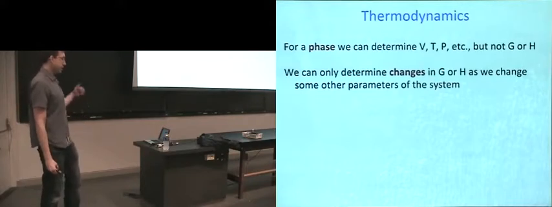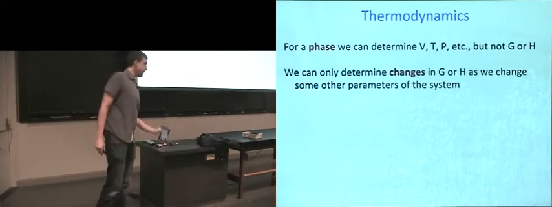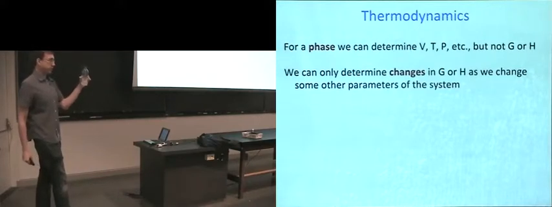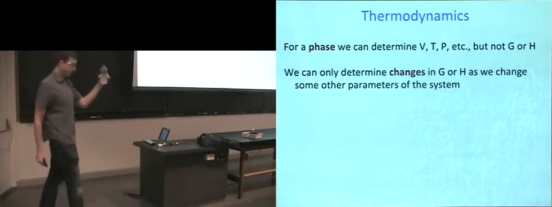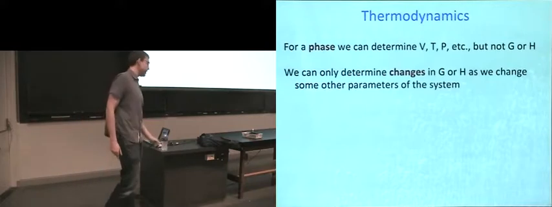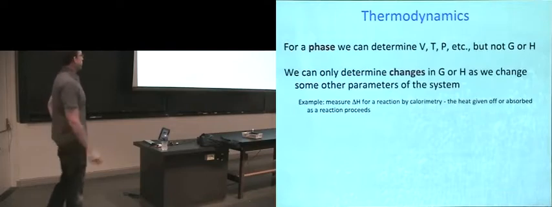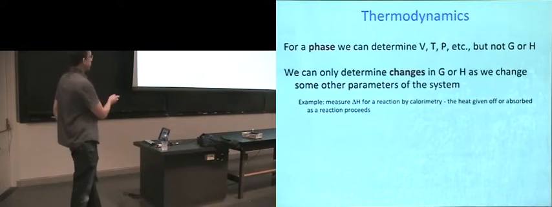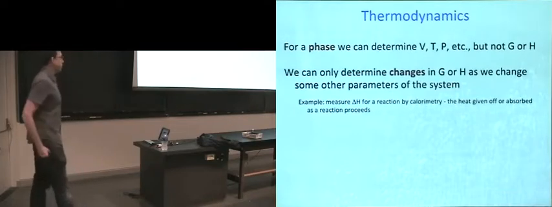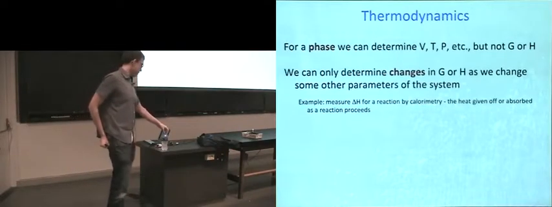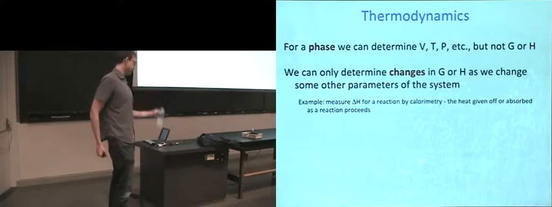We can say, if I have ice and it's going to water, then the Gibbs free energy of the water is lower than that of the ice in our room. So we can learn something about a change in the Gibbs free energy. The delta H term you can measure by calorimetry. You can basically measure how much heat is given off as a reaction proceeds. So we can talk about melting.